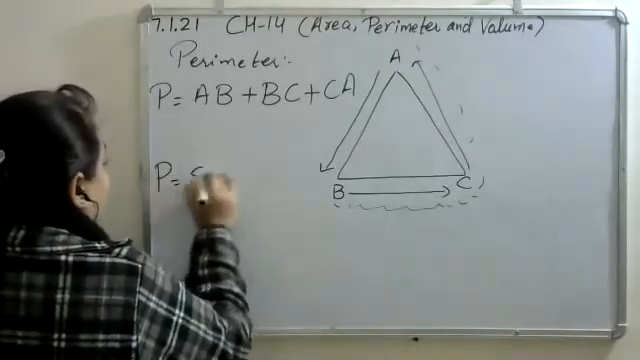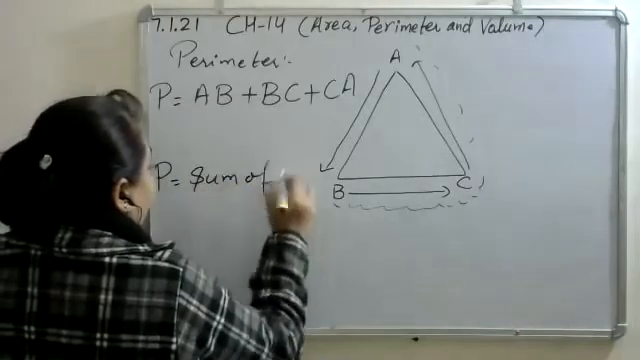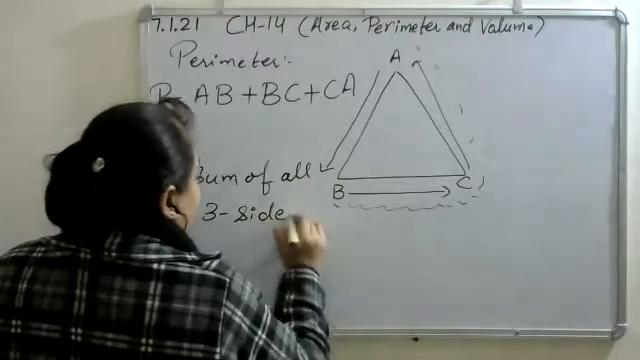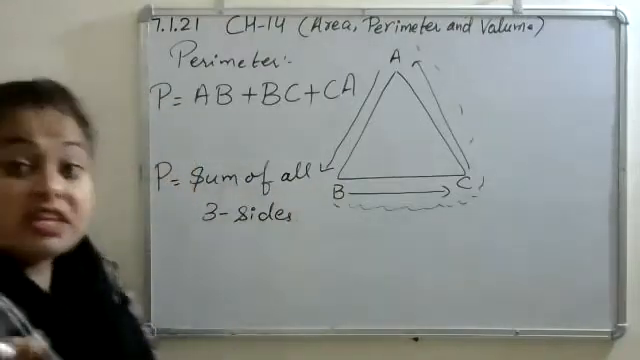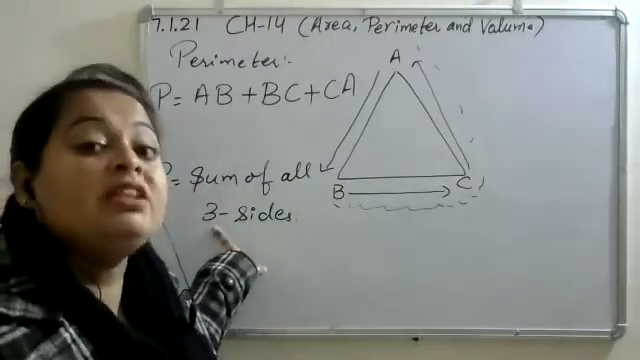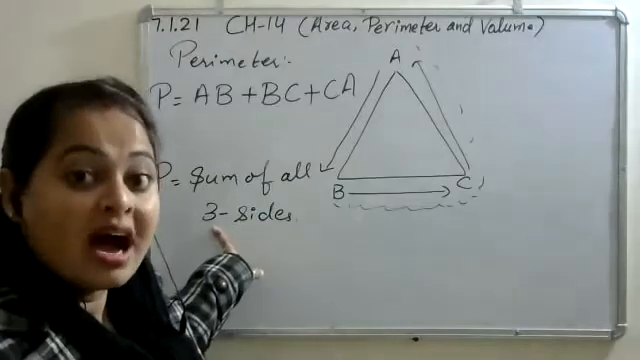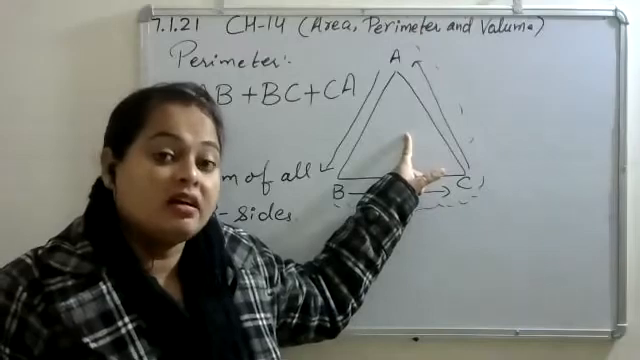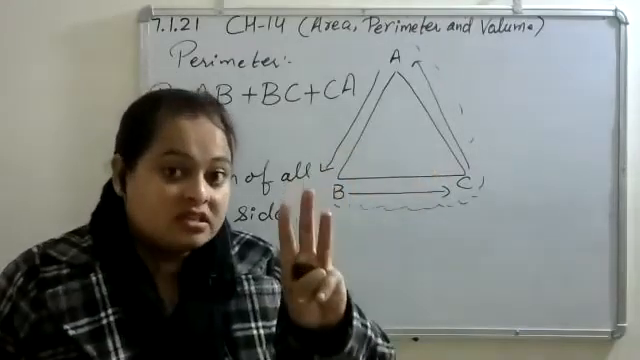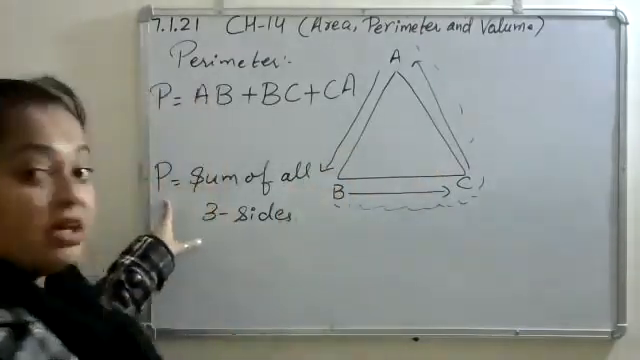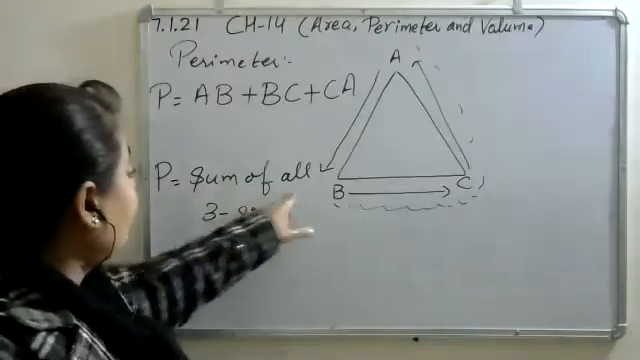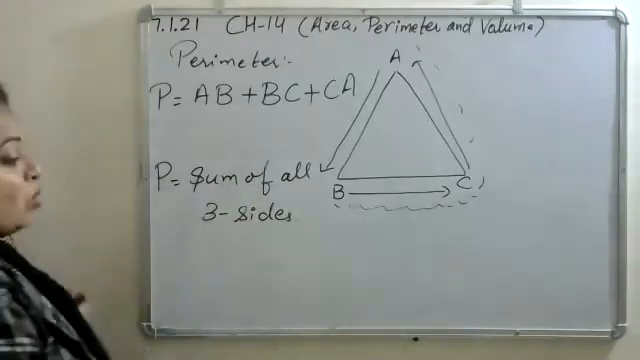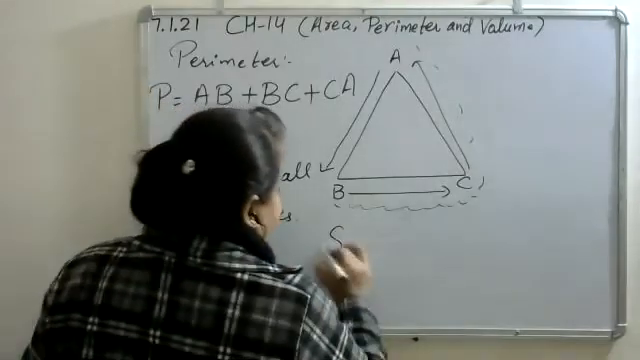Perimeter is equal to the sum of all three sides. Why three sides? Why did I write 3 here? Because I am talking about a triangle. In a triangle we have 3 sides. So in the perimeter you will write the sum of all 3 sides. Now come to the square.